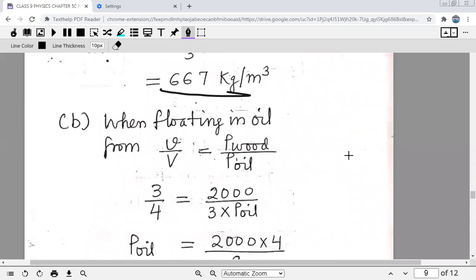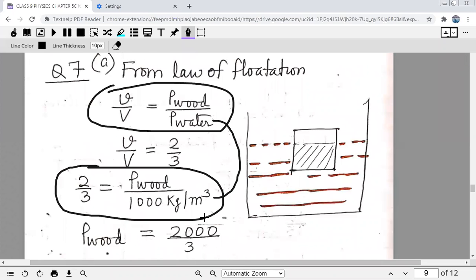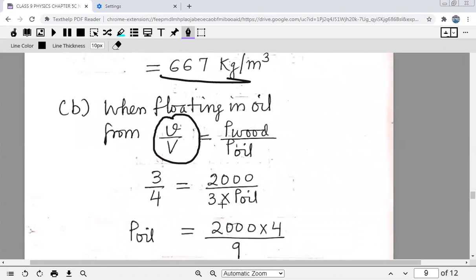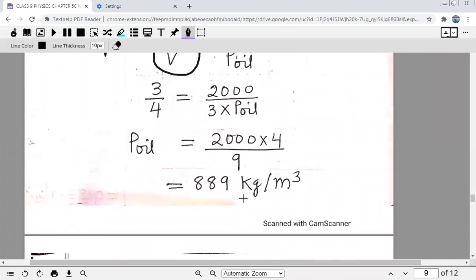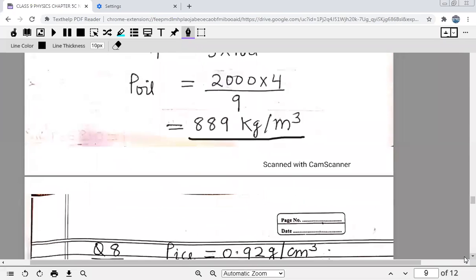Now when it is floating in oil, it is given that 3/4 of its volume is emerged. So small v upon capital V is now 3 upon 4. Rho wood you have already determined as 2000 upon 3. You substitute here 2000 upon 3 into rho oil. So rho oil will be equal to 8000 upon 9, that is 889 kg per meter cube.